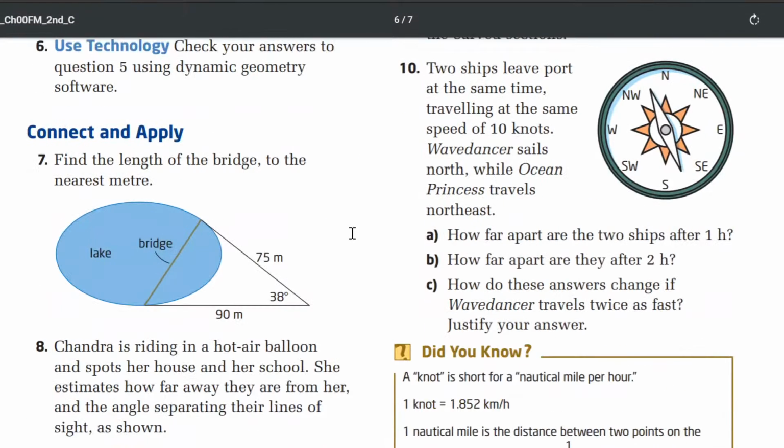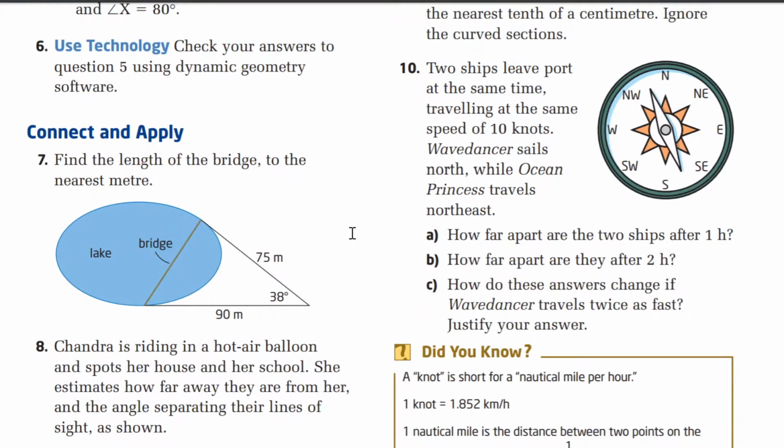in number 10, what we have is two ships leave port at the same time, traveling the same speed of 10 knots. Wave Dancer sails north. The Ocean Princess travels in a northeast direction here. So we want to know how far apart the ships are after 1 hour, 2 hours. How do these answers change if the Wave Dancer travels twice as fast, justifying our answer. So this one here is more focused on getting the setup of this right.